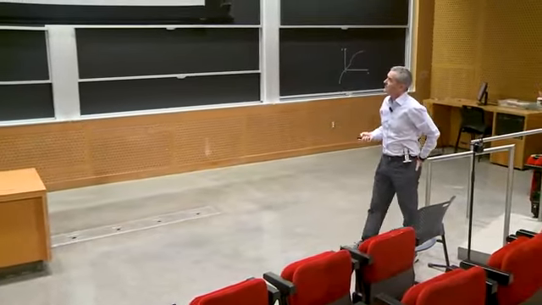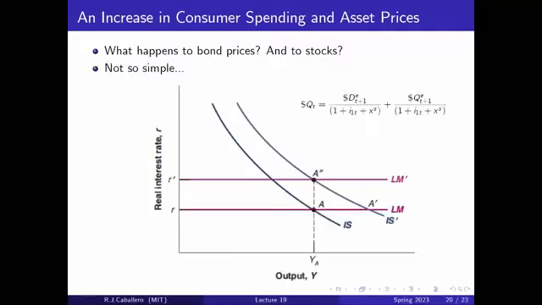And again, I think that's a little too complicated for you for now. What is the effect of an increase in consumer spending on asset prices? Well, that depends. It's clear that if consumers become more bullish, that's going to tend to lead to more cash flows for the firms, so equity at least will go up.